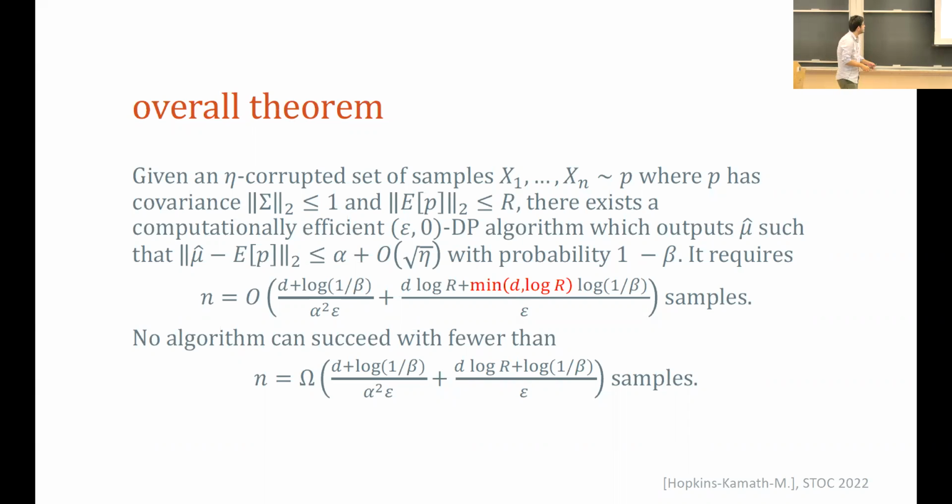So the number of samples you require matches the lower bound in the fine estimation setting, but in the setting where you want to go from distance r to distance root d, our lower bound and upper bound don't match. So it's an open problem whether we can get rid of that d log r term in coarse estimation. Any questions?